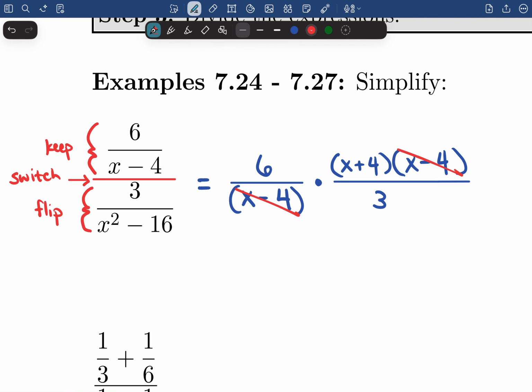Because if I multiply this 3 by 2, I get a denominator of 6. But then that means I have to multiply the 2 on top and bottom of this fraction. Great. So I have made it so that those denominators 3 and 6 become the denominators 6 and 6.